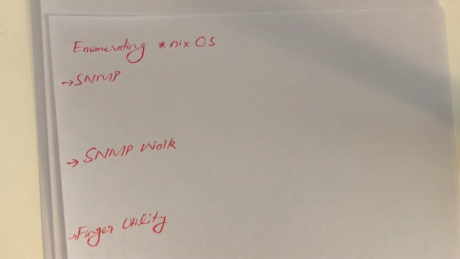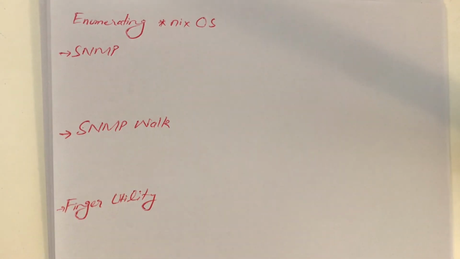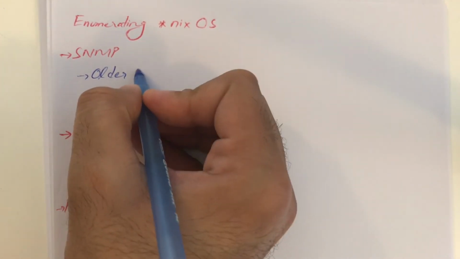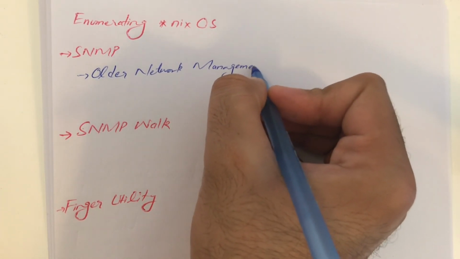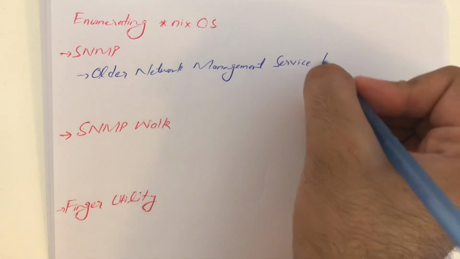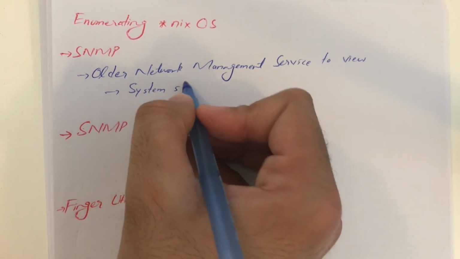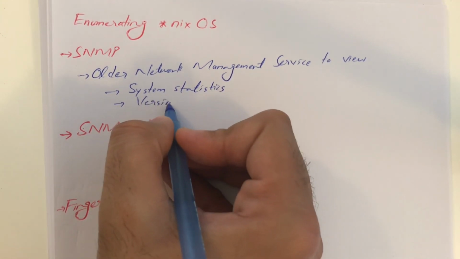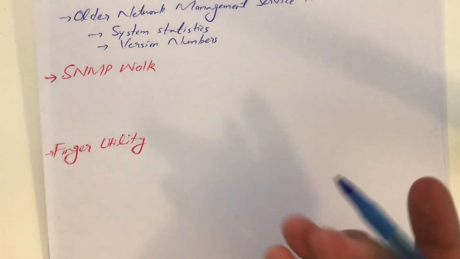The last thing is enumeration in UNIX, Linux operating systems. SNMP is the older network management tool. It can be used to view the network statistics. It's the older network management service to view the system statistics. You can find the version numbers of the operating system. SNMP walk is another tool.